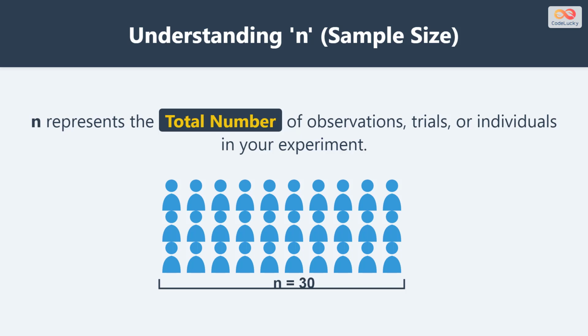Let's break that down. n represents your sample size. This is simply the total count of observations, trials, or people in your experiment. If you surveyed 30 people, then n equals 30.